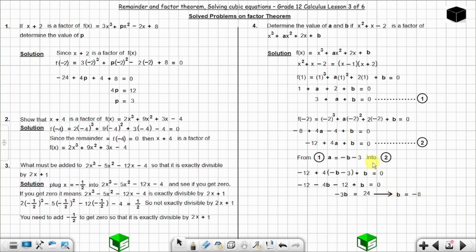You are going to use the first equation to get your a. A is equal to negative b, and b is negative 8, so you have negative negative 8, which is 8, and then minus 3. 8 minus 3 is 5. So b is equal to negative 8 and a is equal to 5.